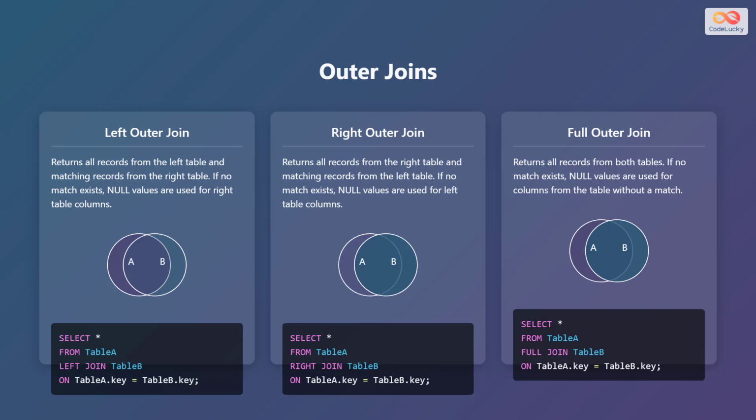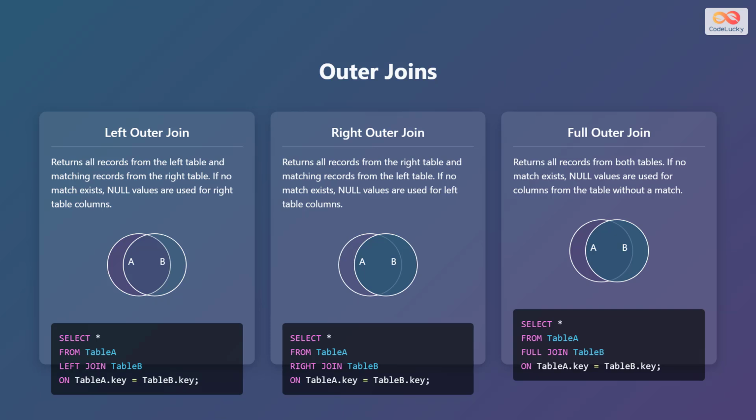A left outer join returns all records from the left table and the matching records from the right table. If there is no match, null values are used for the right table's columns. The SQL code is: select * from Table A left join Table B on Table A.key = Table B.key.